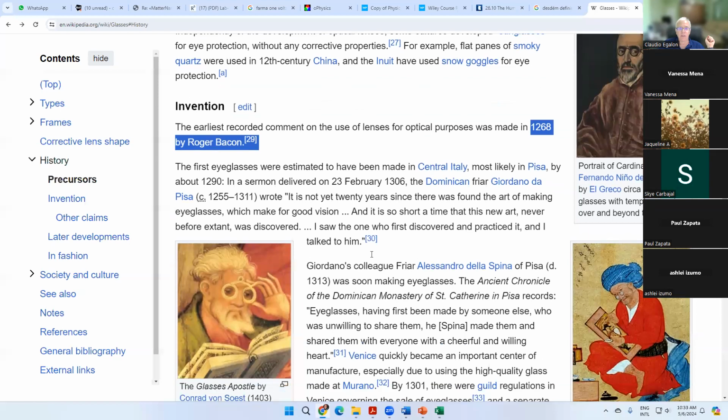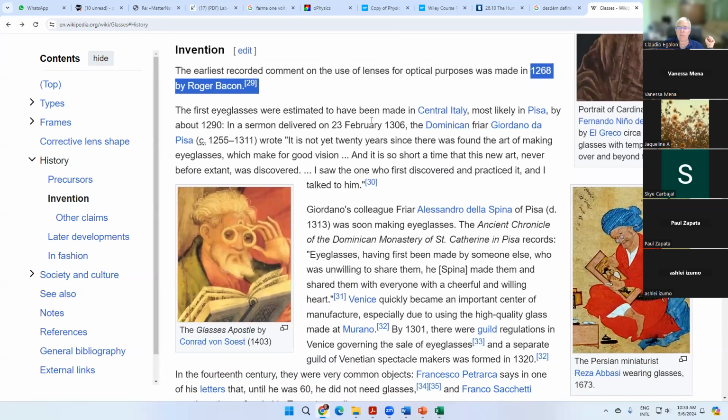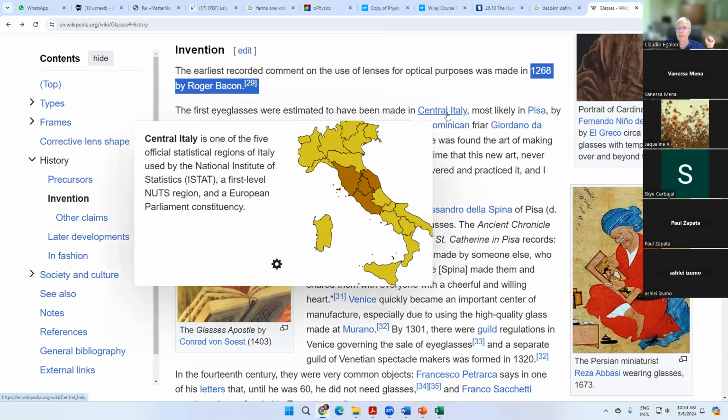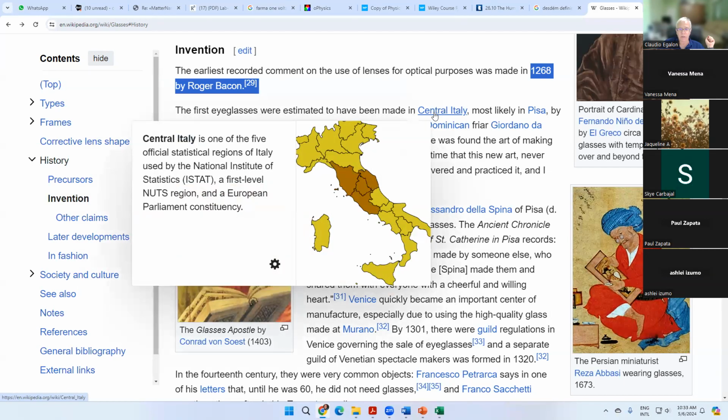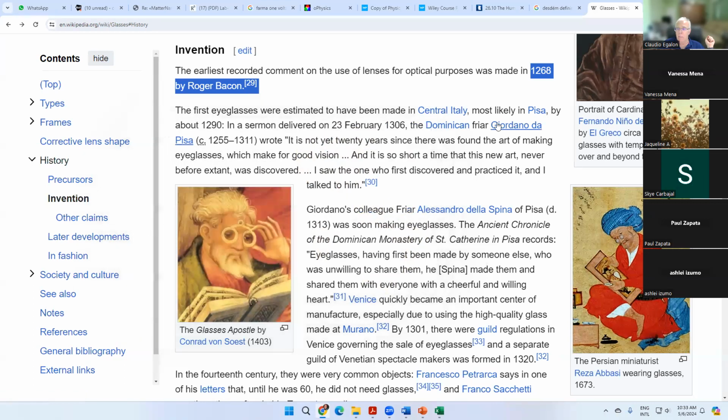1268. The first eyeglasses were estimated to have been made in central Italy. Central Italy, remember, at that time, during the Middle Ages, the Italian city-states were the superpowers of the time. And during the Renaissance, those guys were doing magnificent things, okay? Most likely Pisa by about 1290.